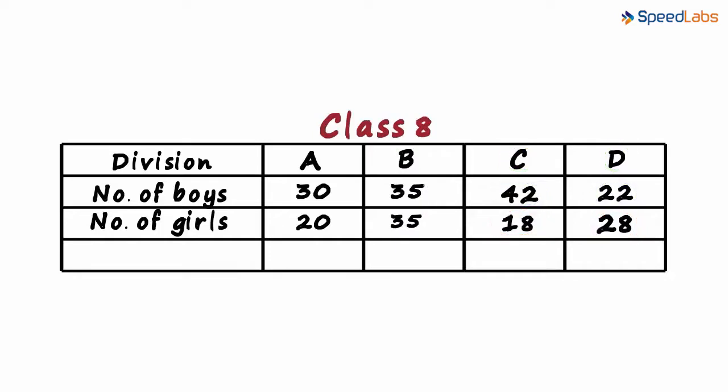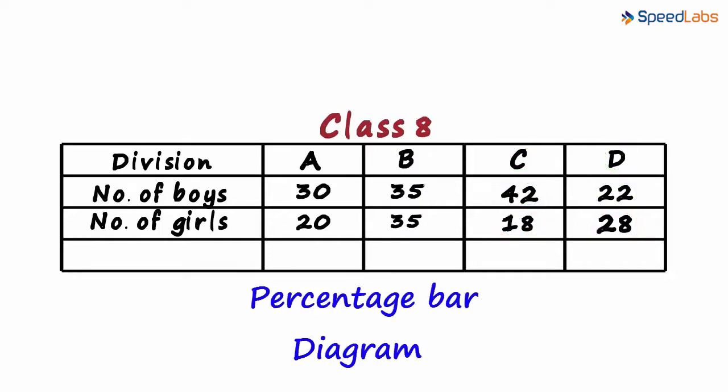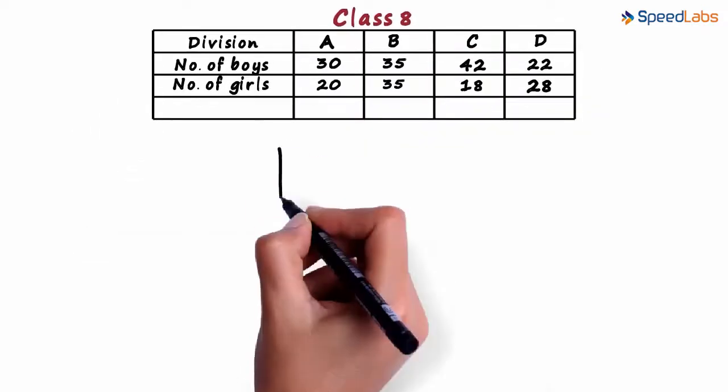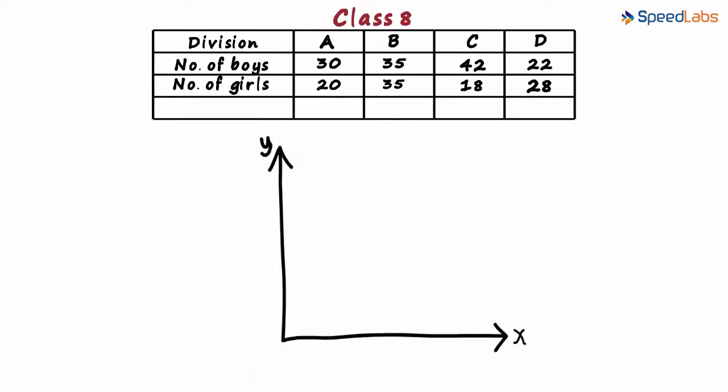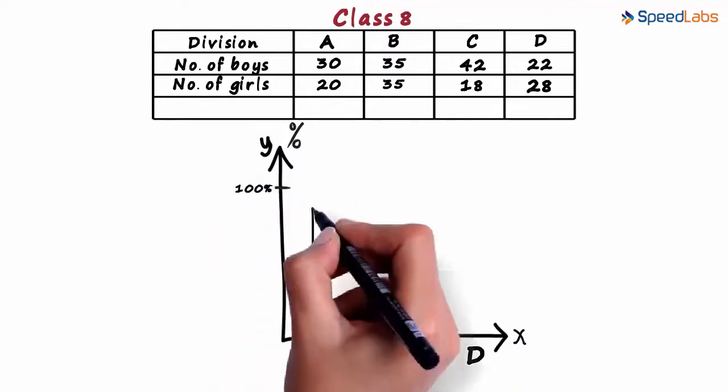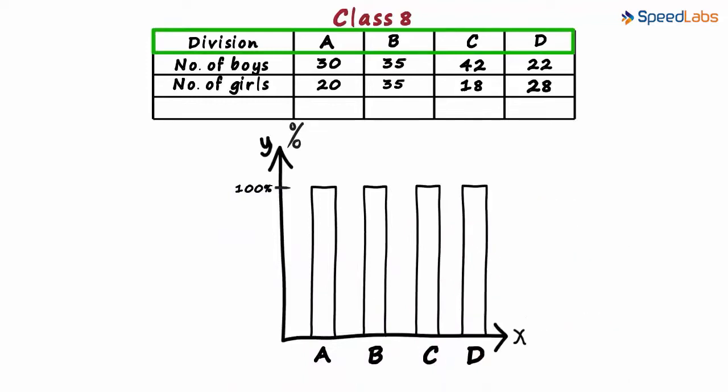We are supposed to draw a percentage bar diagram to represent the percentage of boys and girls in each division. How would it look on the axis? Let's have the percentage on the y-axis and divisions on the x-axis. Let's say this is 100%. Each of the bars which represent the divisions will be 100% long. And within this 100%, we have to make divisions of boys and girls.